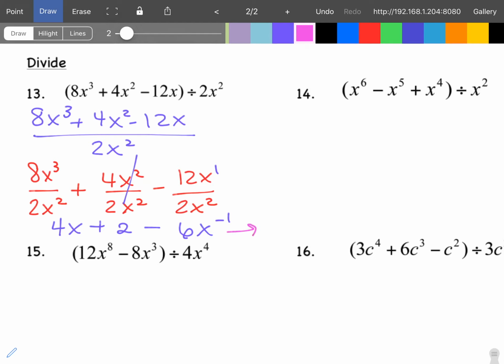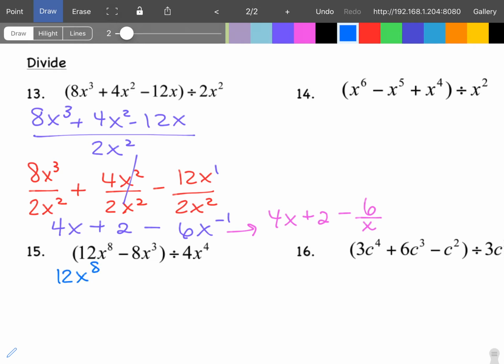There is another option. Remember, if you don't want to have the negative exponent there, you could write your answer as 4x plus 2 minus 6 divided by x this way. So that's another option. Okay, let's look at number 15.